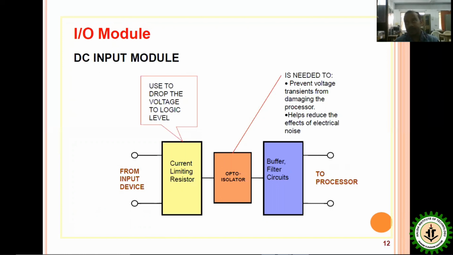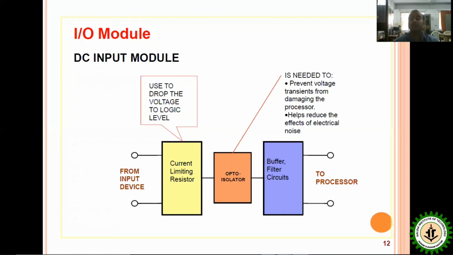Now, what are the components we need to address for the I/O module? First of all, because of the very high voltage and current provided from the field instruments, we need to use a current limiting resistor. Its purpose is to drop the voltage to the logic level, because the processor works with a very small amount of voltage and current. If a large amount of current and voltage goes through the processing unit, the entire process can be hampered or damaged. So the current limiting resistor drops the voltage down to a logic level.